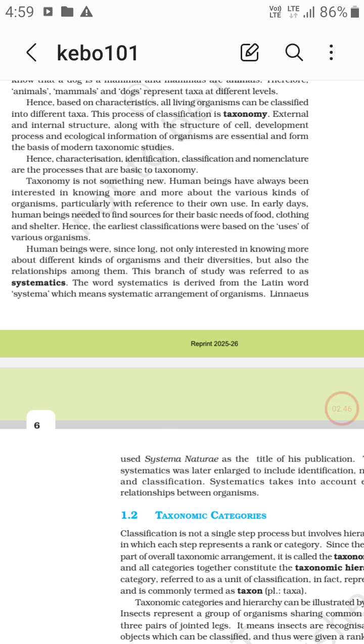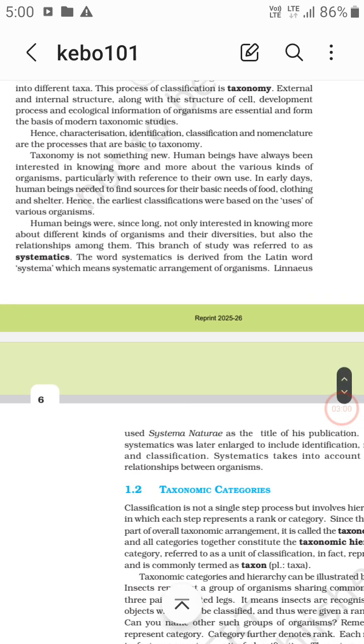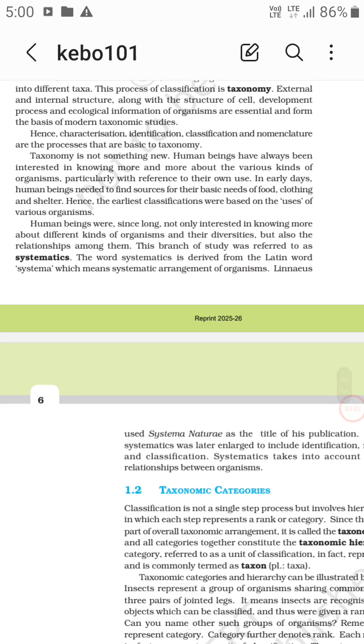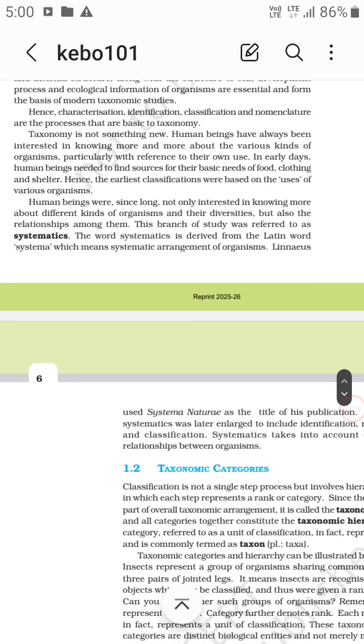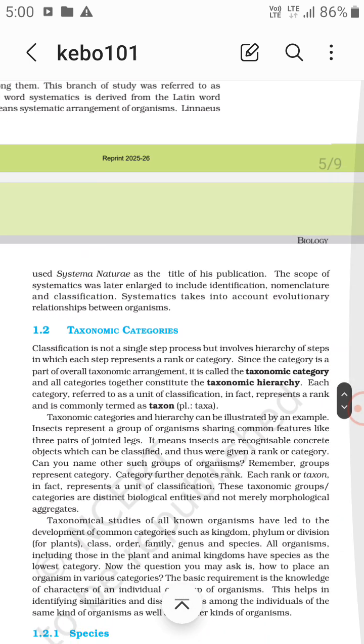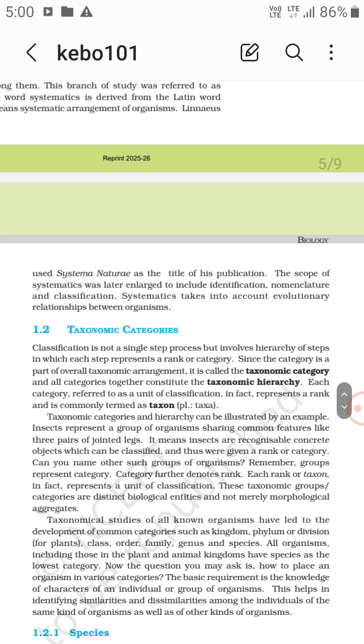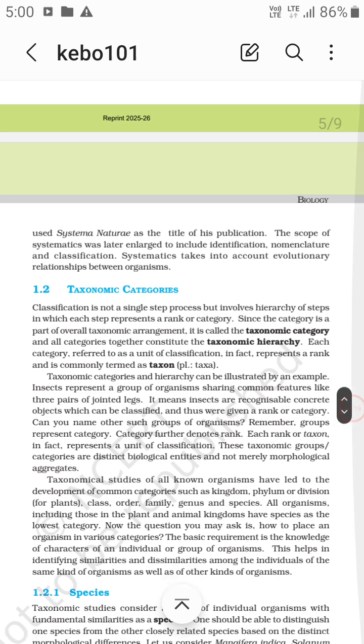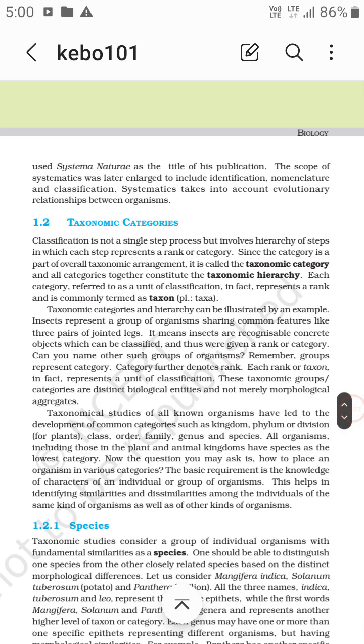Human beings were since long not only interested in knowing more about different kinds of organisms and their diversities, but also the relationships among them. This branch of study was referred to as systematics. The word systematics is derived from the Latin word systema, which means systematic arrangement of organisms. Linnaeus used Systema Naturae as the title of his publication. The scope of systematics was later enlarged to include evolutionary relationships between organisms.